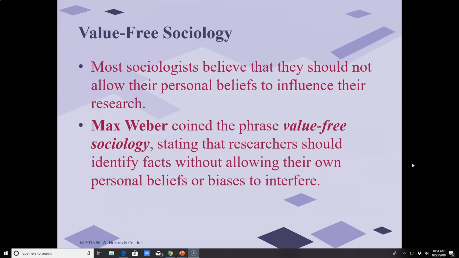Value-free sociology. Most sociologists believe that they should not allow their personal beliefs to influence their research. Max Weber coined the phrase value-free sociology, stating that researchers should identify facts without allowing their own personal beliefs or biases to interfere. Value-free sociology is helpful because if you try to conduct a study and you think you already know what you're going to find, those suspicions might make you see what you're looking for and ignore other important facts.